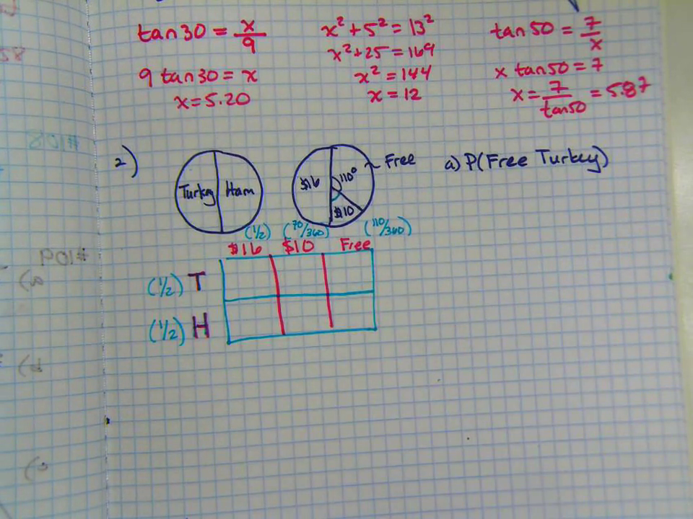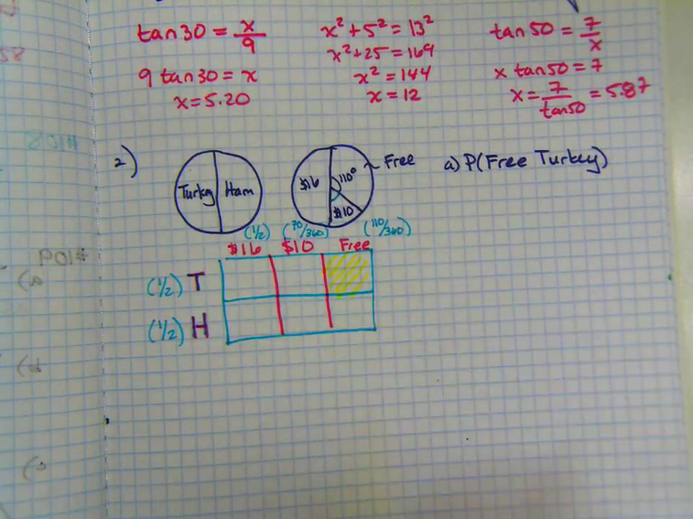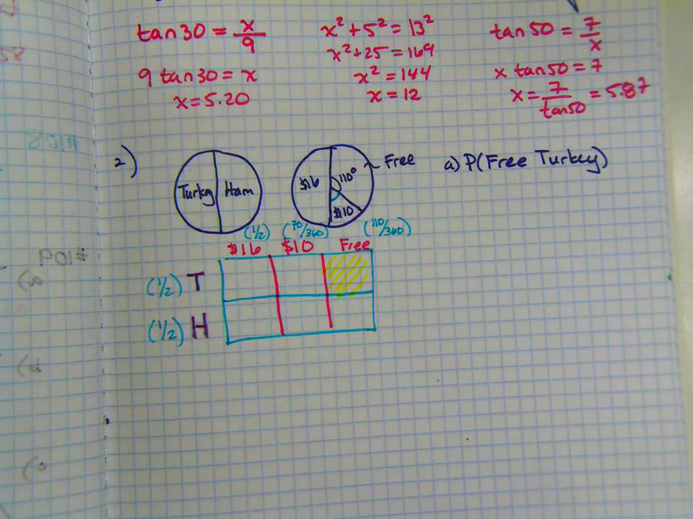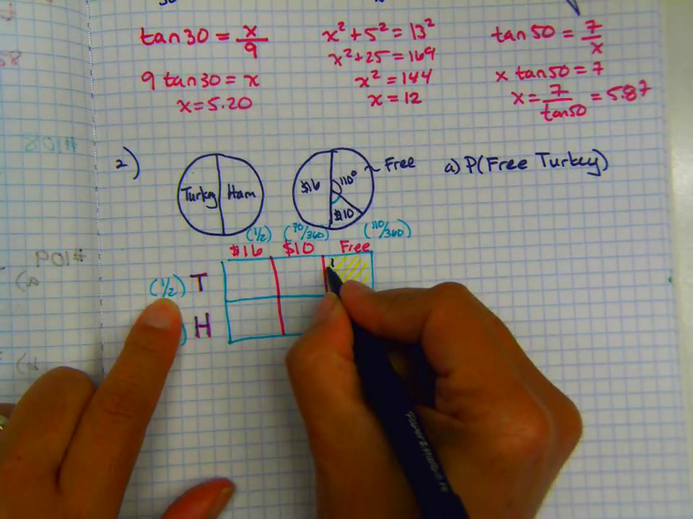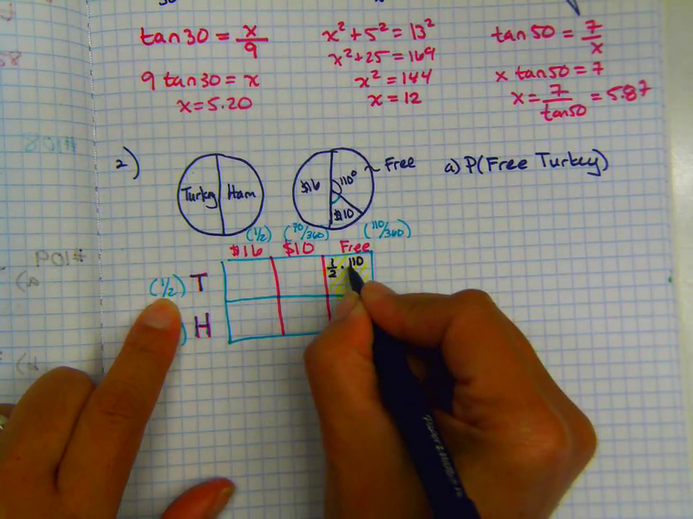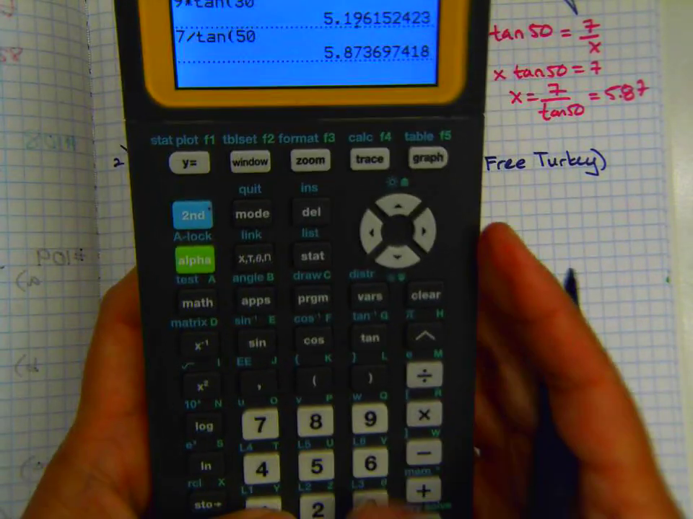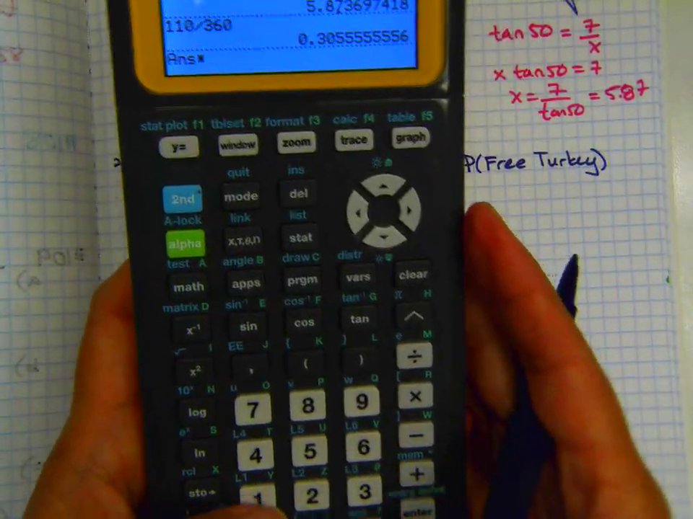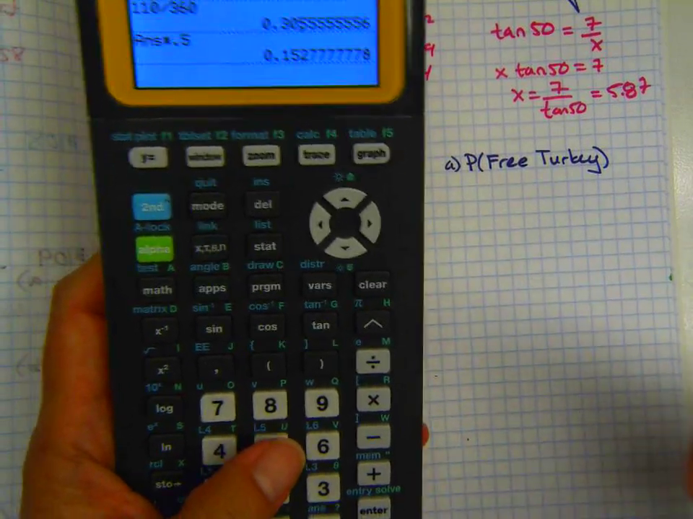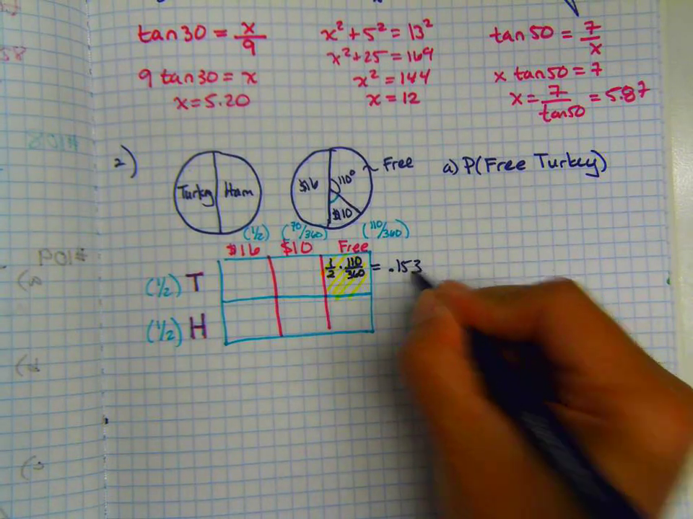All right. Now, I'm not interested in the whole table. I'm just interested in one section. I'm interested in a free turkey sandwich, which is this section right there. So I'm only going to do that one for you right now. So the probability I get a free turkey sandwich is going to be 1/2 times 110 over 360. So I'm going to get my calculator out. 110 over 360 times 0.5, or 1/2, is 0.153. So this is equal to 0.153.